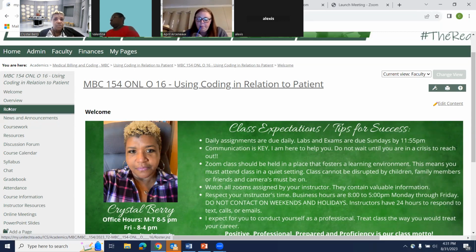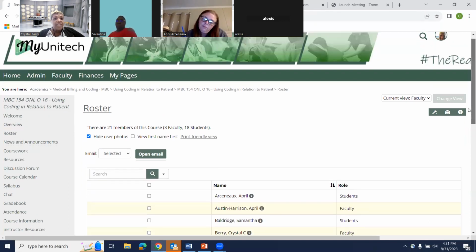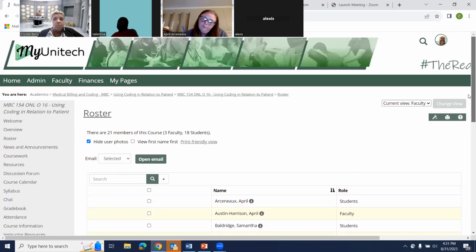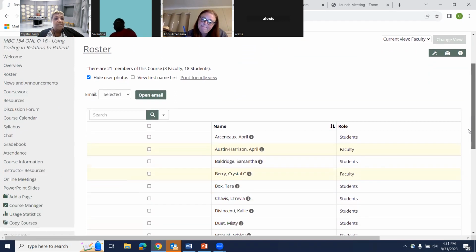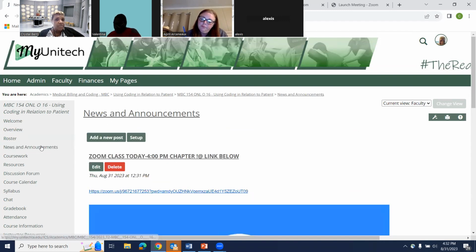Next, this is the roster. This is where all of your classmates are located. If you need to find information or want to contact one of your classmates, you can click here to get their email address and email them. That's the roster.